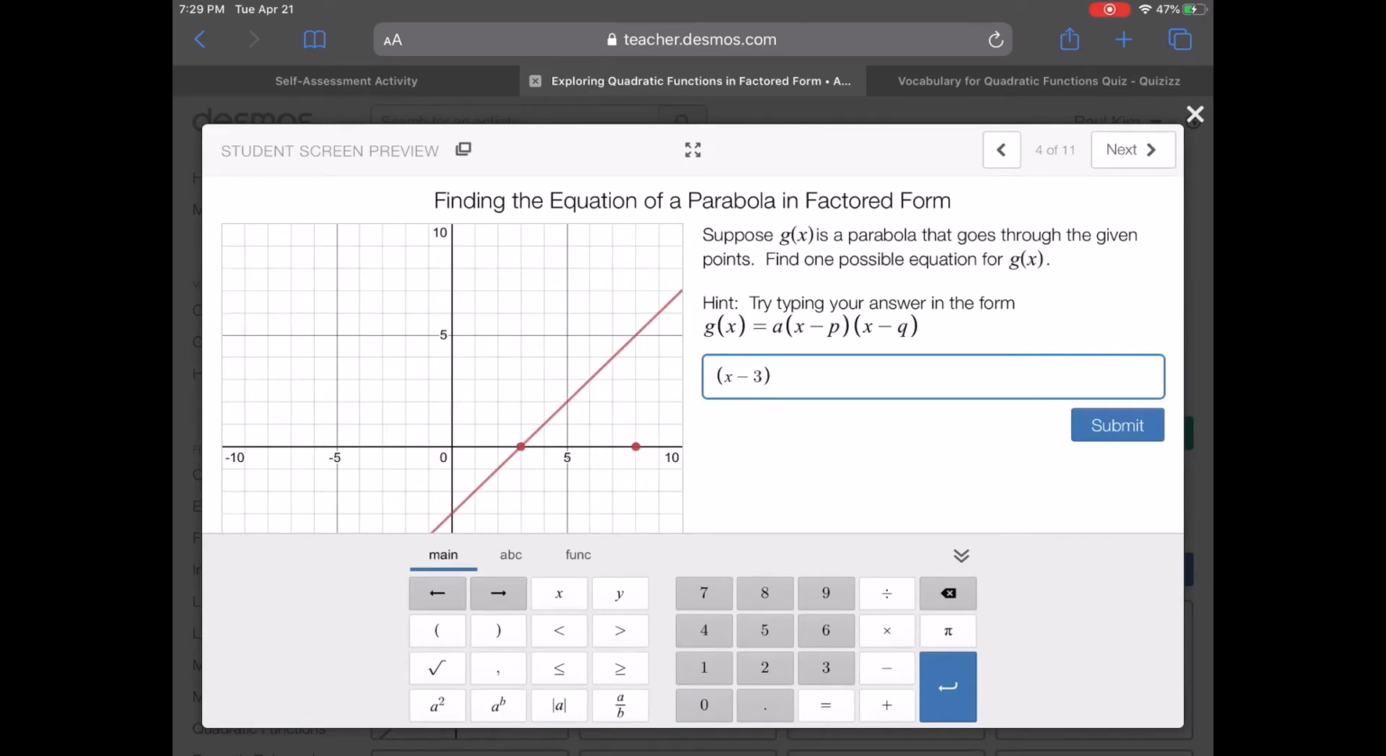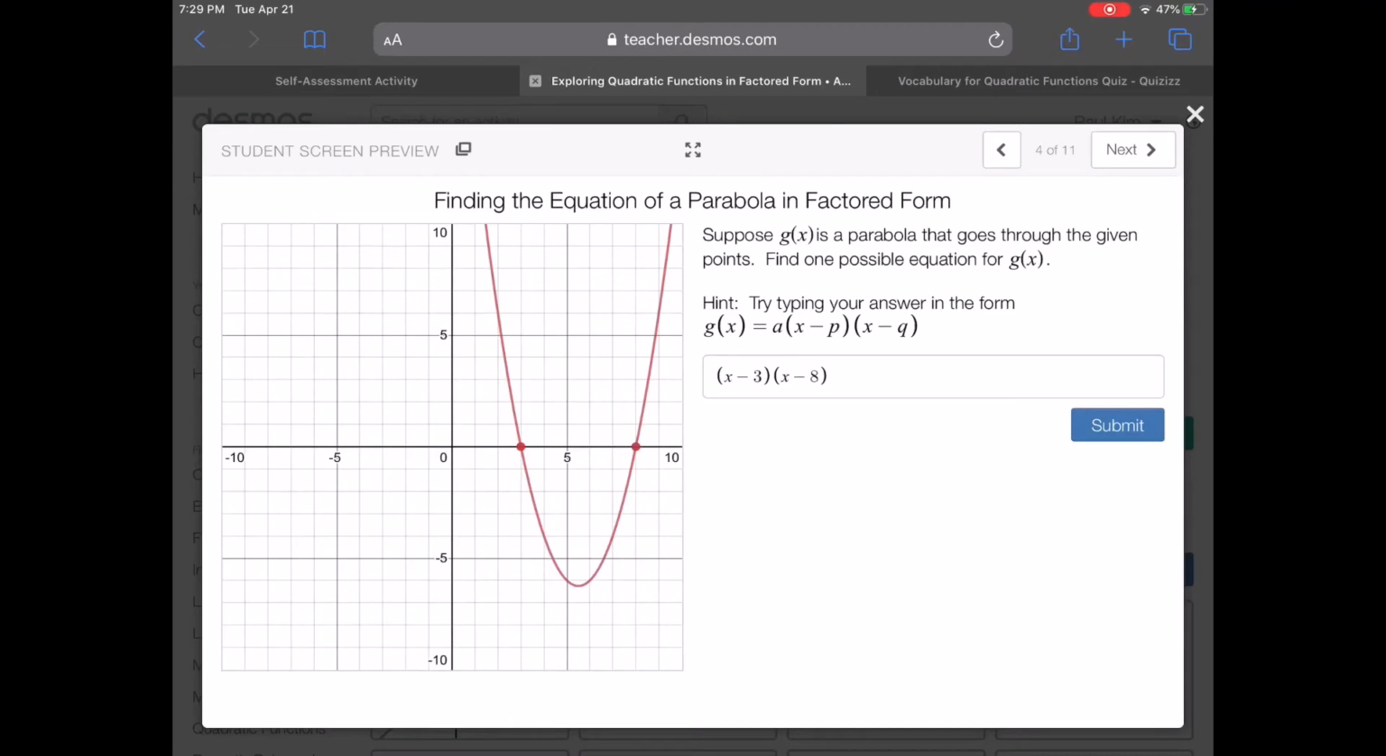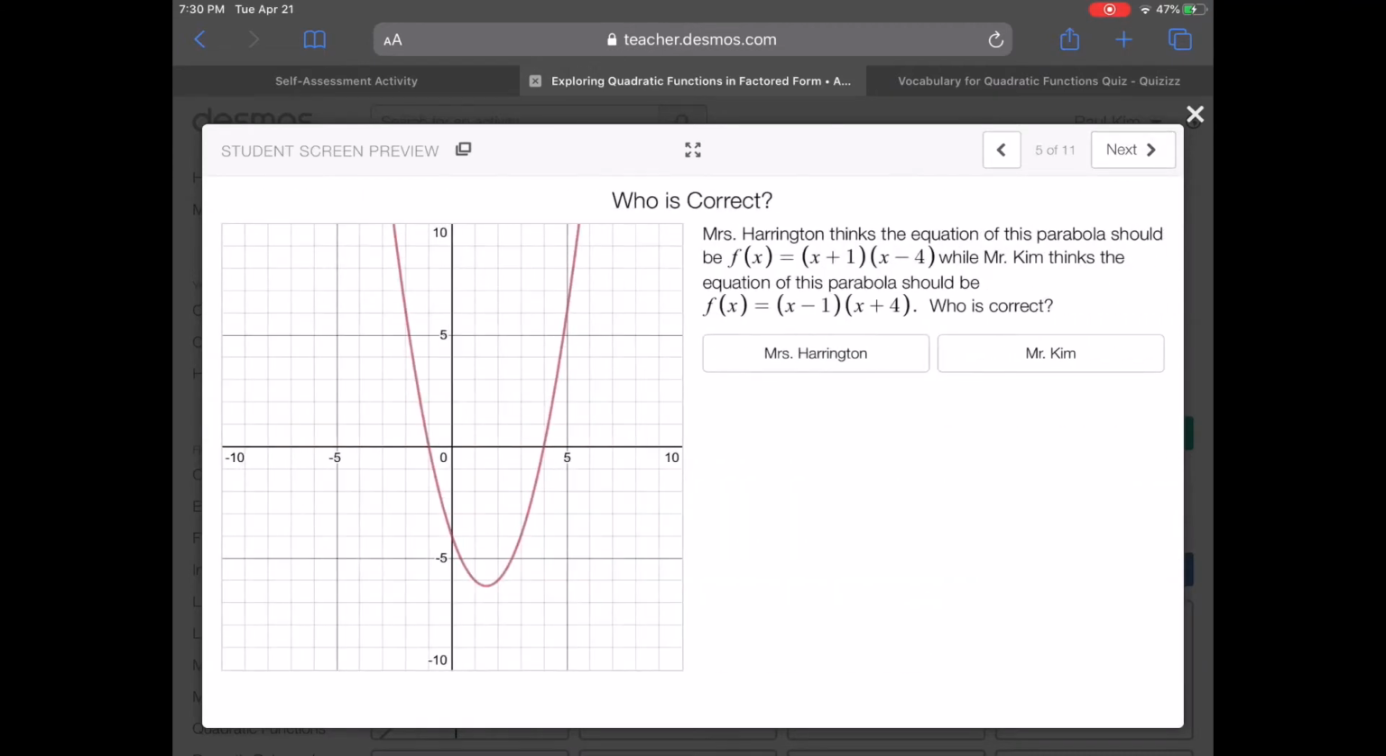I have an x-intercept at 8. So I know another factor should be x minus 8. 3 and 8 are essentially my zeros, right? Keep that in mind. And then you notice it does go through those 2 points.